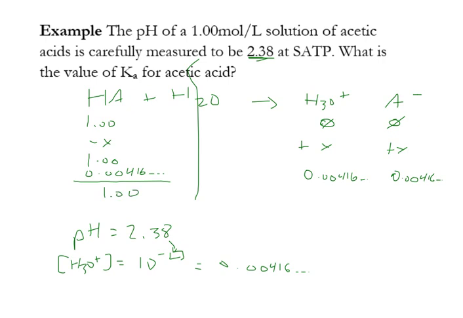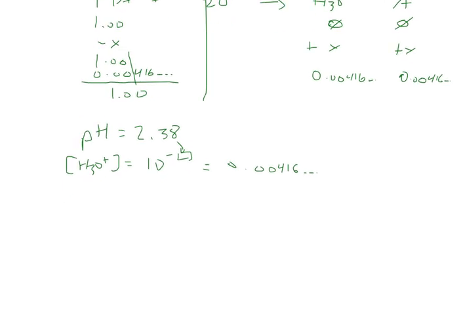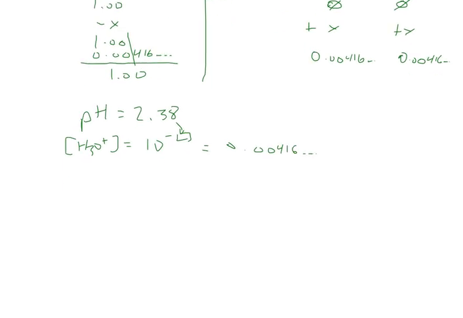It actually leads to an assumption. We often assume that when you subtract this amount right here, it really doesn't matter how much you lose because when you subtract it away, it doesn't change much. So we're basically ready for our last step, to find the Ka value. The Ka value is then going to be 0.00416 squared, because there's really two of these guys, and when I'm done, divide by that one right here.